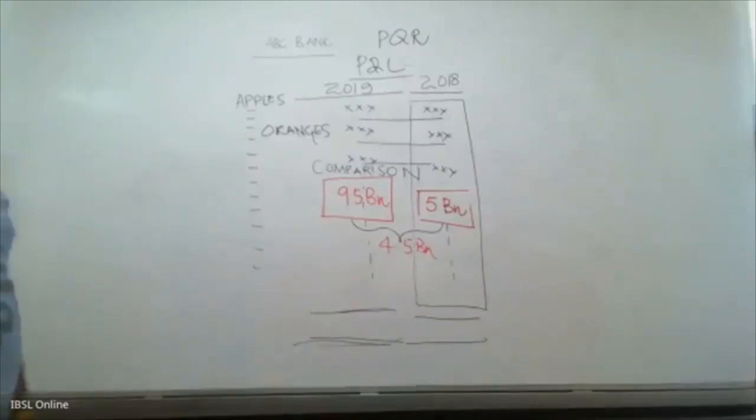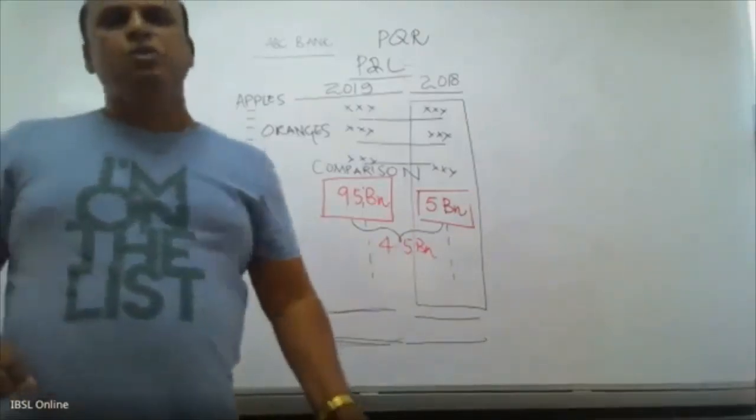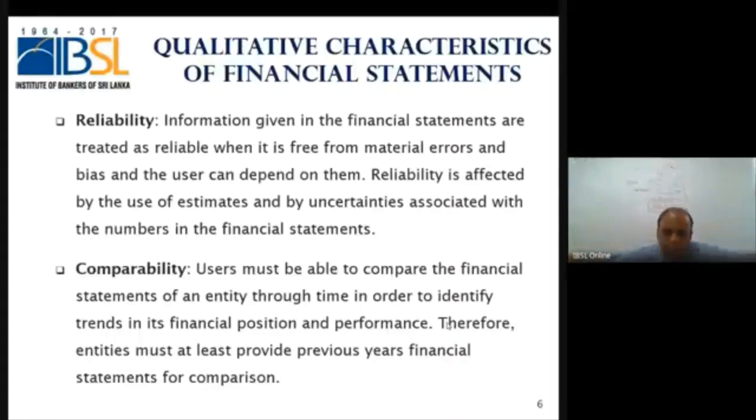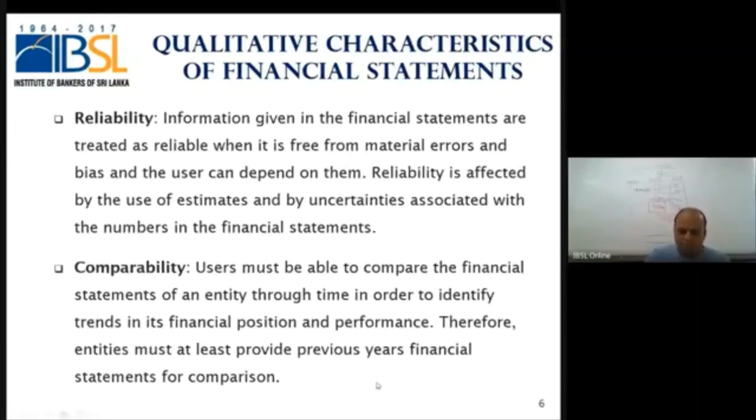Okay? So what do you mean by comparability? Users must be able to compare the financial statements of an entity through time in order to identify the trends in its financial position and performance, and therefore entities must at least provide the previous year's financial statements for comparison. That is what I have already shown you on screen. The 2018 numbers are also provided along with the 2019 so that you can make a better comparison of your financial information.